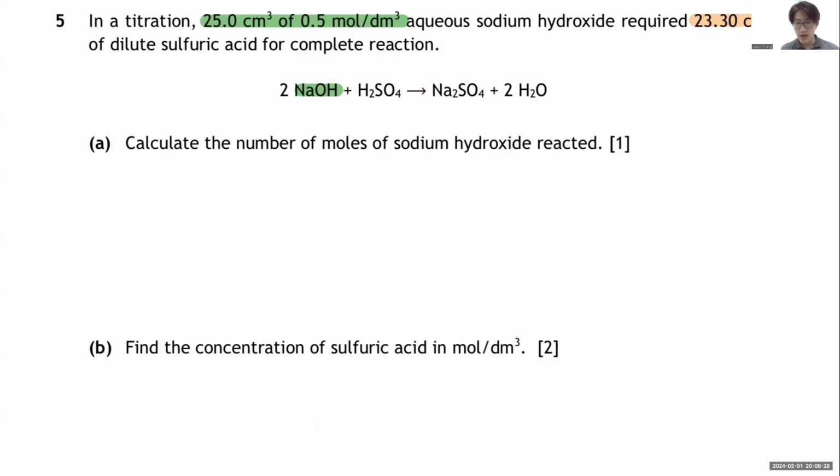Read the question. Required 23.30 cm cube. Read, continue. 23.3 cm cube of dilute sulfuric acid. So this is the volume of sulfuric acid. Right, your language must be able to understand as well. So question here is asking us for NaOH, which is the green one, number of moles. Can I find number of moles? The only information about the green stuff is volume and concentration. Can I find that?